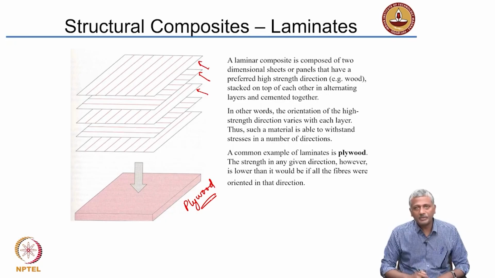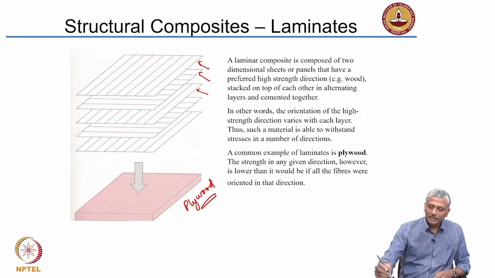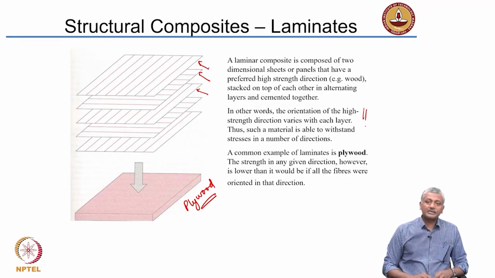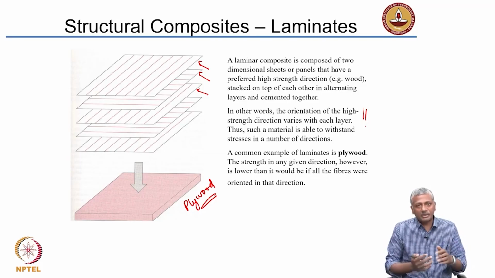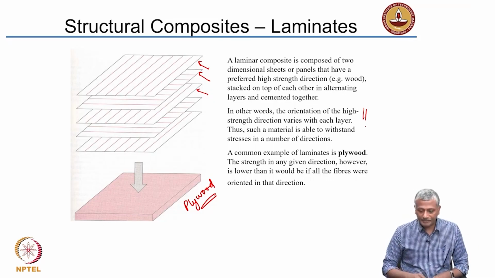Plywood is a very common construction material, especially used extensively for formwork. Generally the orientation of the high strength direction will vary with each layer, but when you put them together, the composite material will have very high strength in all directions.